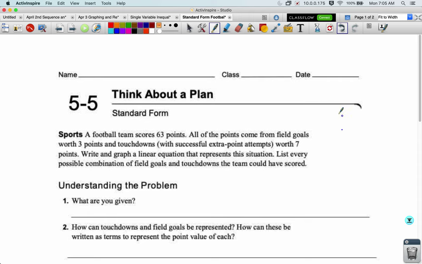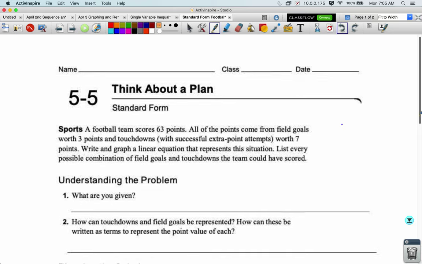So they scored a combination of field goals and touchdowns. They scored a total of 63 points, but we don't know what the combination was. What's the mix? Was it all touchdowns? Was it all field goals? Was it some mix? We're going to figure that out.